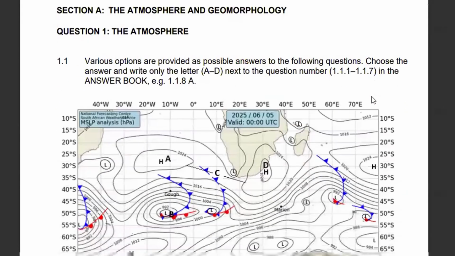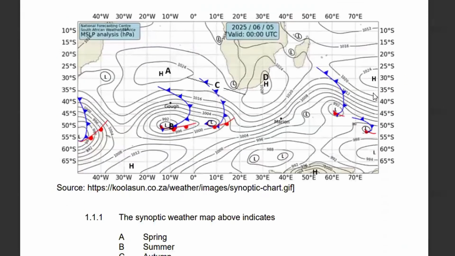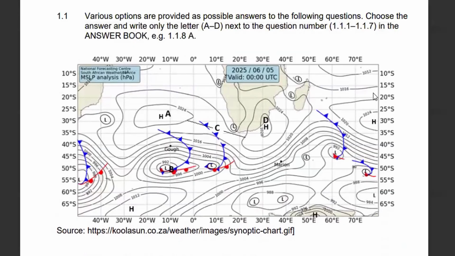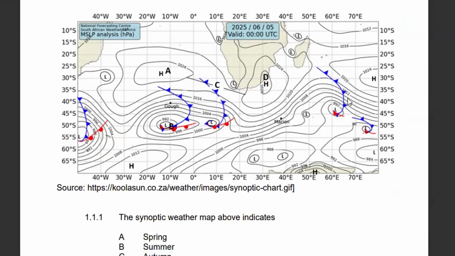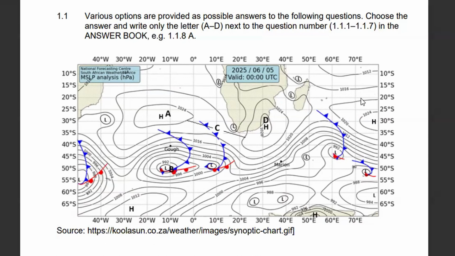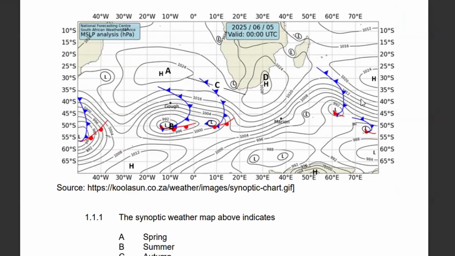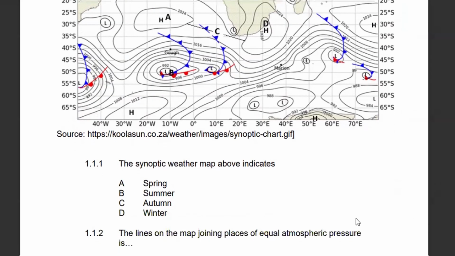We go to our questions. Our first question is basically based on a synoptic map, and we understand our synoptic maps. That is a map which gives us a summary of the weather conditions of a given place in a day's time. So by looking at this map, we can see quite a number of features which are evident on the map, which we need to validate and which we need to use in answering the questions.